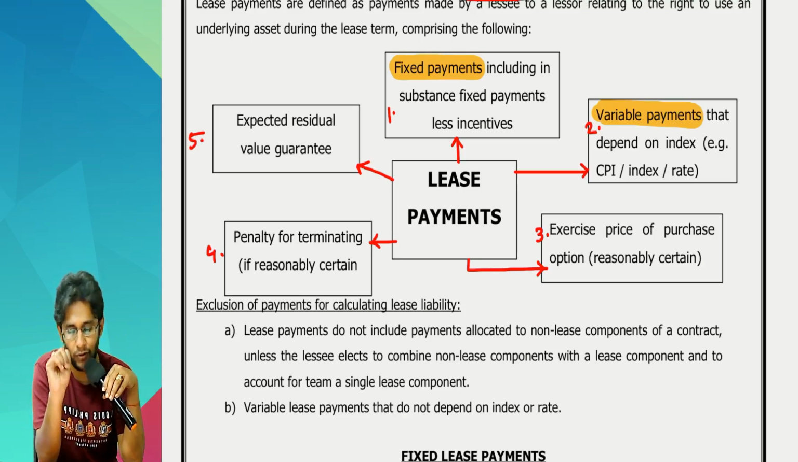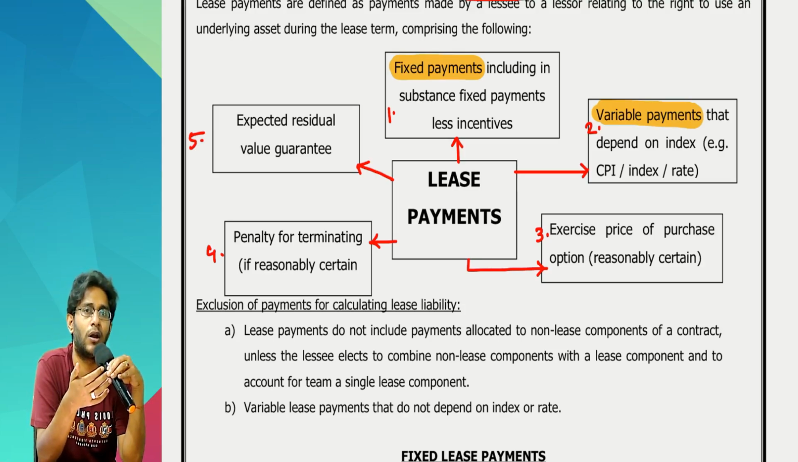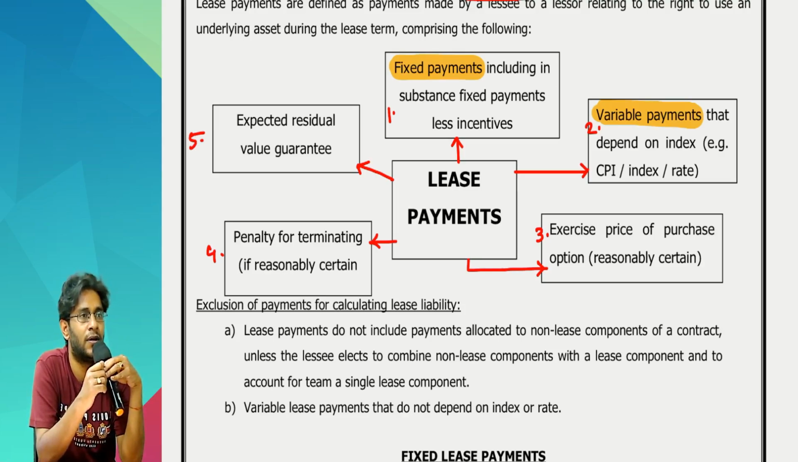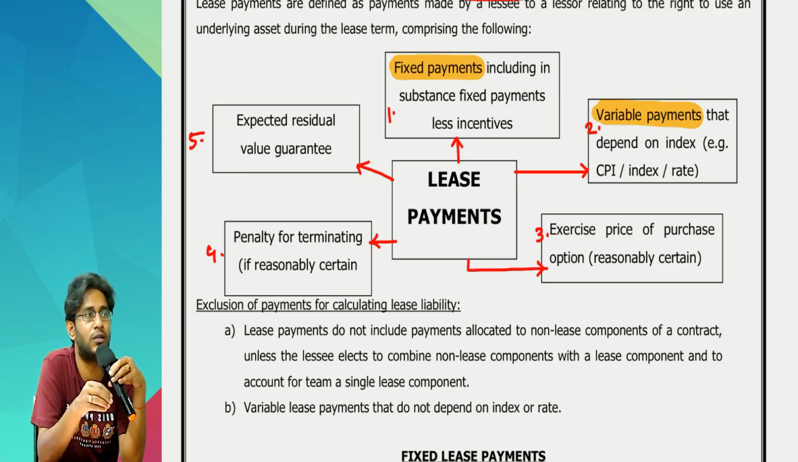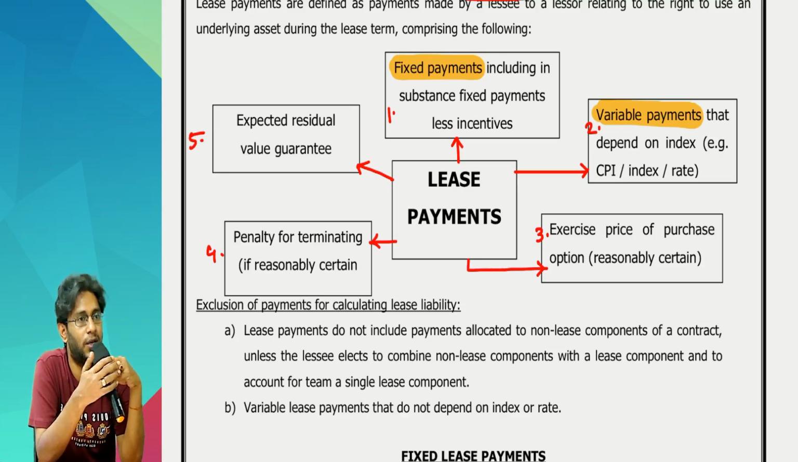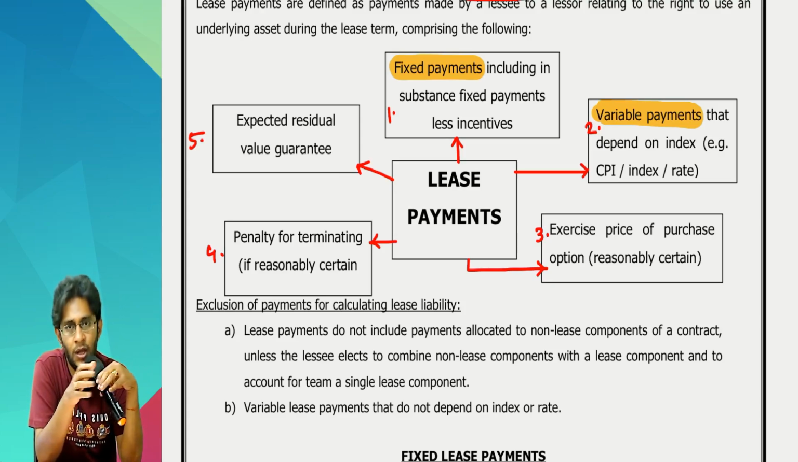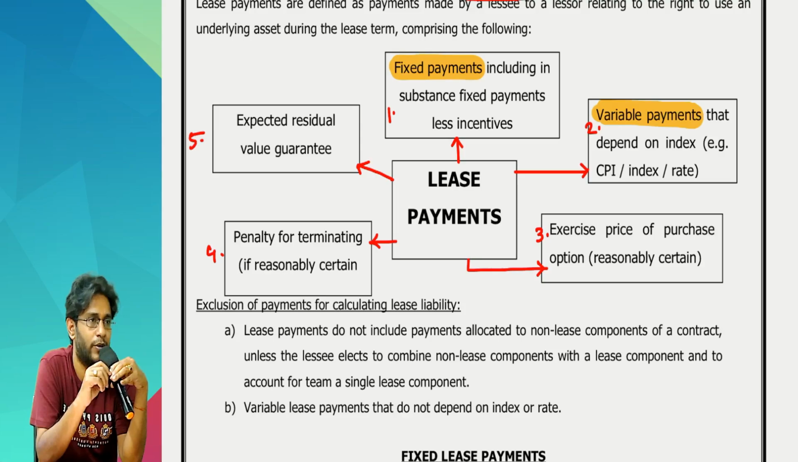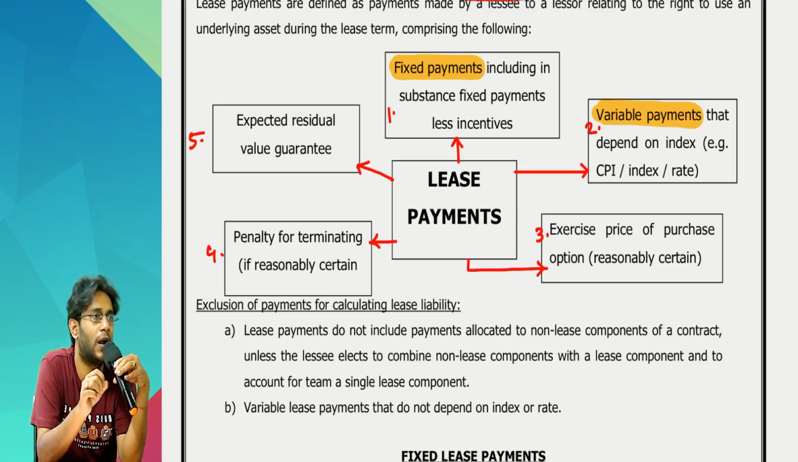Number 4 is penalty. Just now I told you, a 10-year lease, and anytime after 7 years you can cancel the lease. But in case you do that, you have to pay a penalty of 1 lakh. Now, should you include this or not? It depends on whether you are likely to exercise the termination option or not. Suppose you are not likely to exercise the termination option. In that case, your lease term will be 10 years. You will consider 10 years of lease payments, and in that, you will not include the termination penalty.